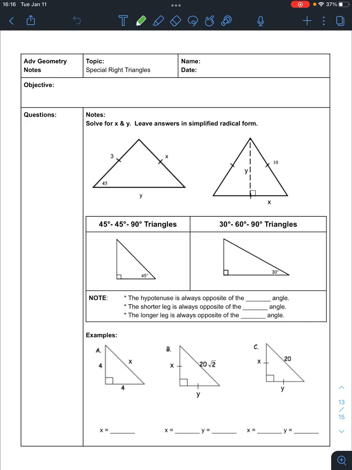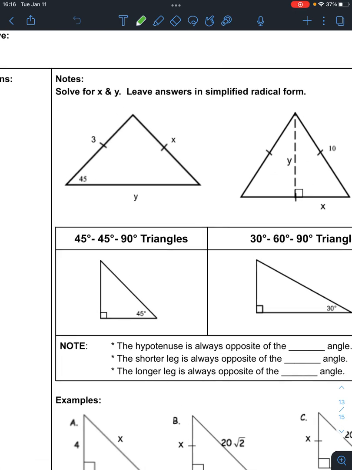First, look at this triangle. Solve for x and y, leaving our answers in simplified radical form. So we're just going to kind of develop some stuff here. I noticed that this is an isosceles triangle. Those two sides are the same. What that means is if that one angle is 45 degrees, then this other angle is 45. If those two angles together add to 90, then that means that this third angle is 90. So this is a 45, 45, 90 triangle.